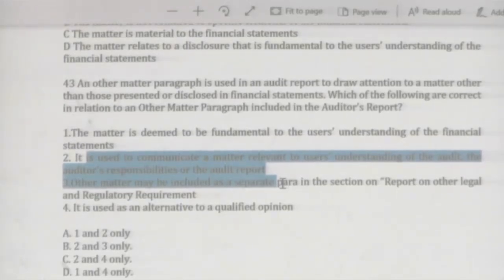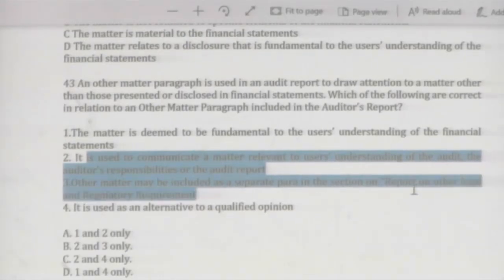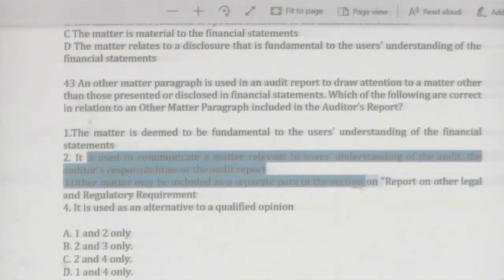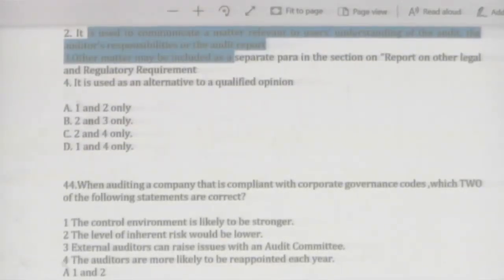So, 3 also makes sense, you know, this can be used to clarify, this can be included in this, there is a section called report on other regulatory requirements. So, 1, 2 and 3 are correct. So, that is B is correct. Right. So, 44 we have already answered.